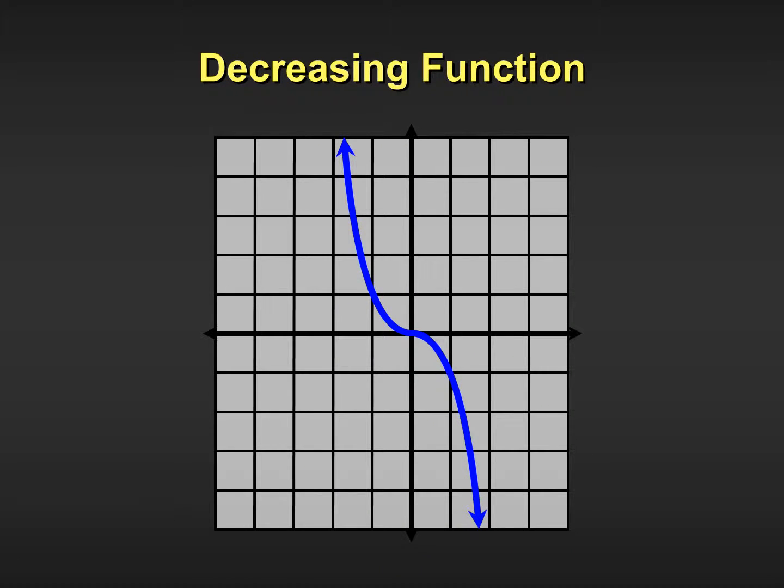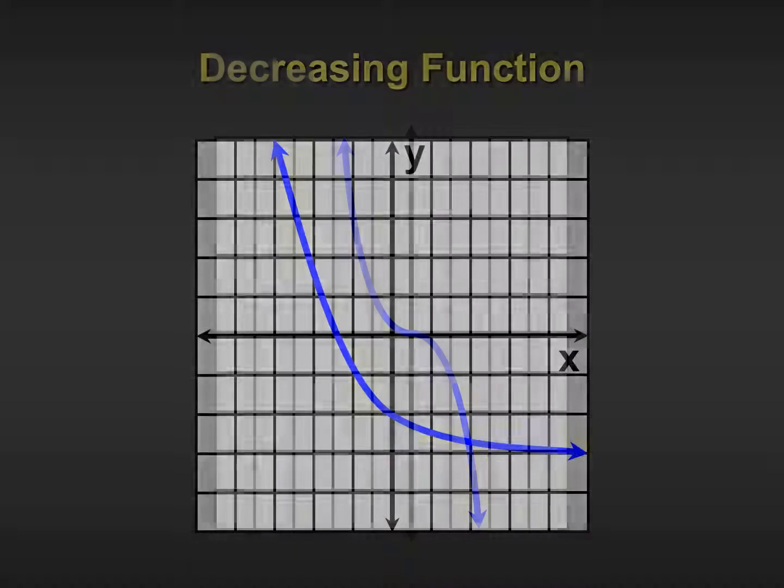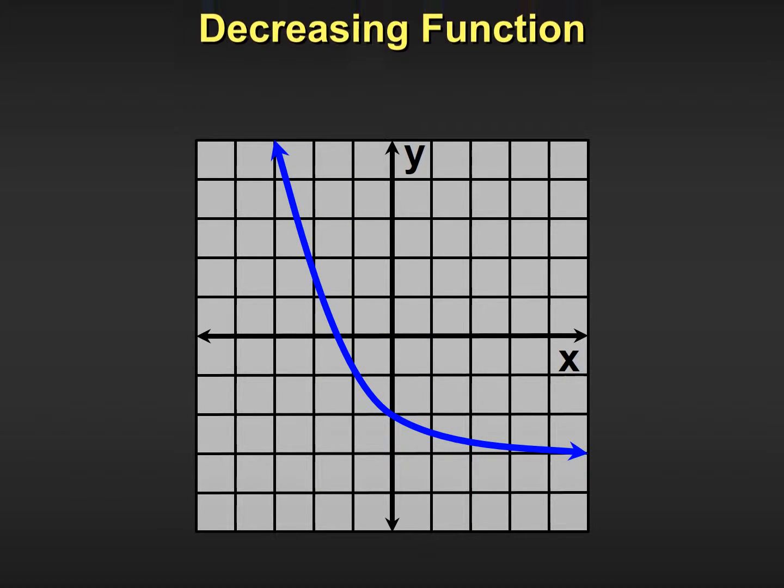So here we have x1 is less than x2, but y1 is greater than y2. So that means it's decreasing. Here's another example of a decreasing function.